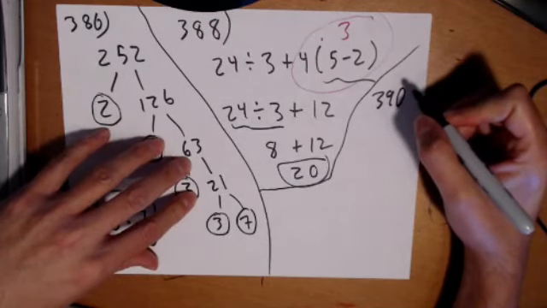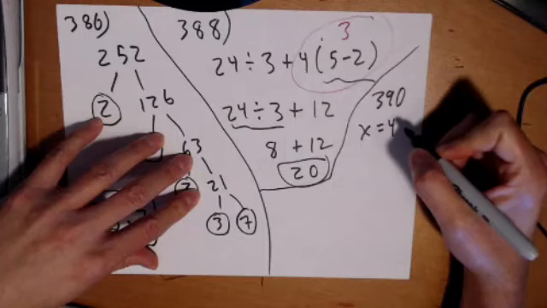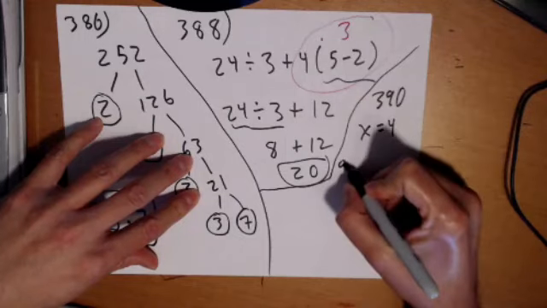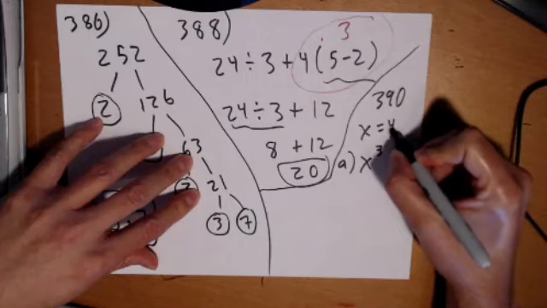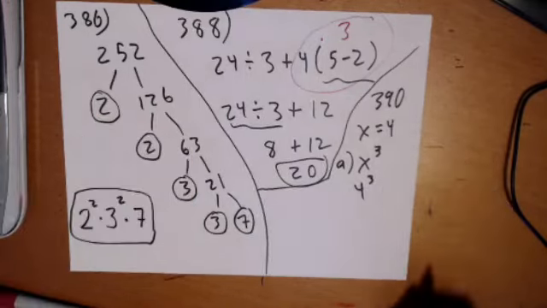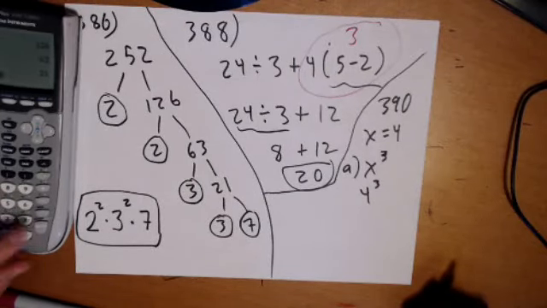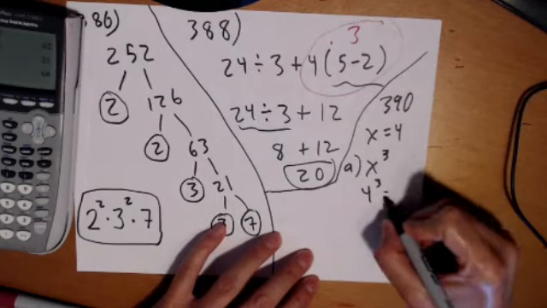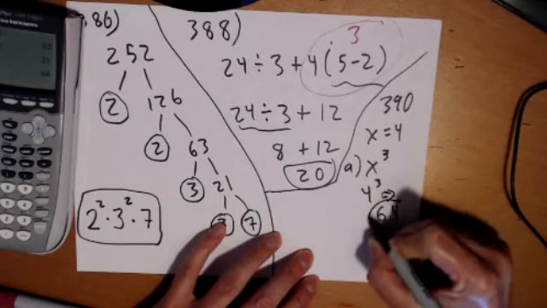390, they say if x is 4, then what is x cubed? So they just want you to put 4 in there. Okay, so x is 4, and then cube it. So on your calculator, just do 4 cubed, so 4 times 4 times 4, enter, 64. 64.